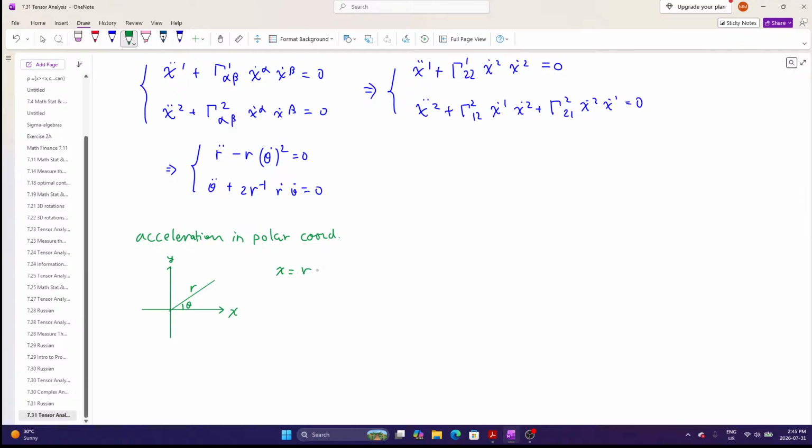X is r cosine theta. Y is r sine theta. Okay, so these are the conversion rules, right? And let's say a vector r. A vector r is what? A vector r is the radial length, right? R times e_r. Okay, e_r means the unit vector in the radial direction, like this.